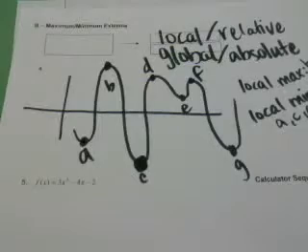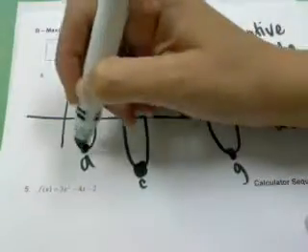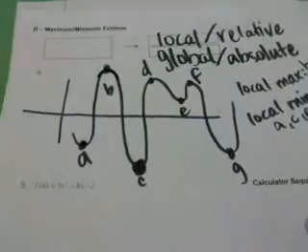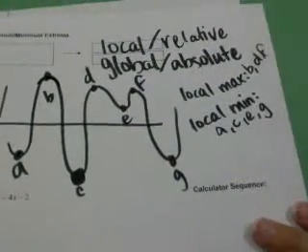And when I say it's a minimum, I mean it's the lowest point around. These points are both higher. When I say it's a maximum, it's the highest point around. These points are both lower on either side of it. So that's our local max and min.